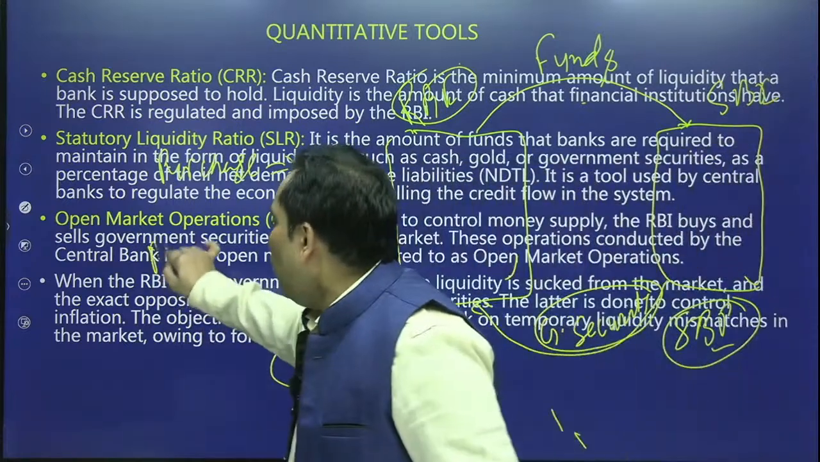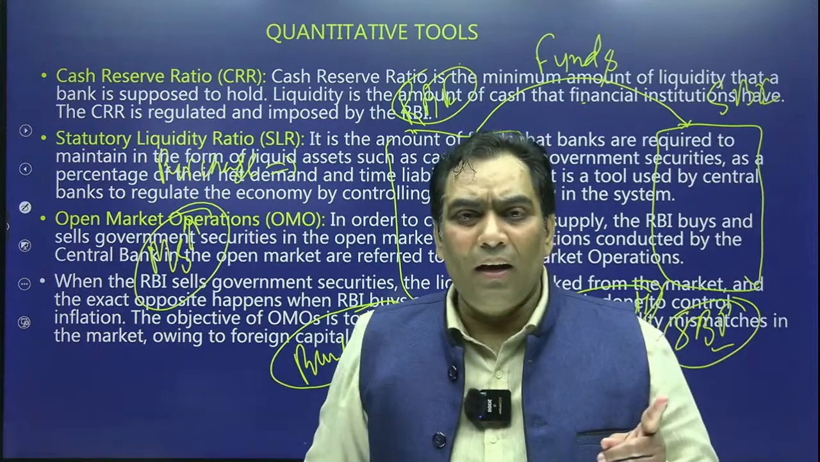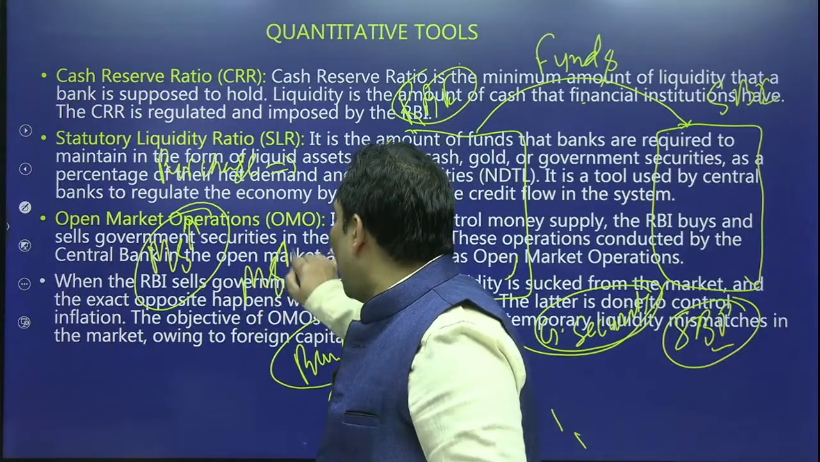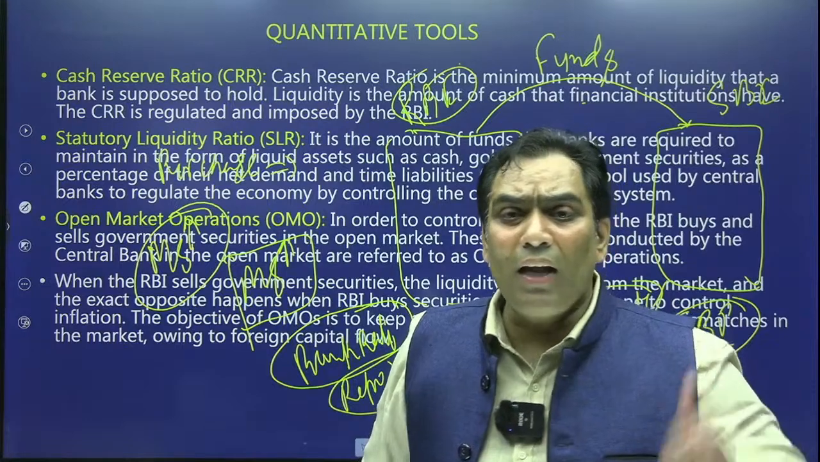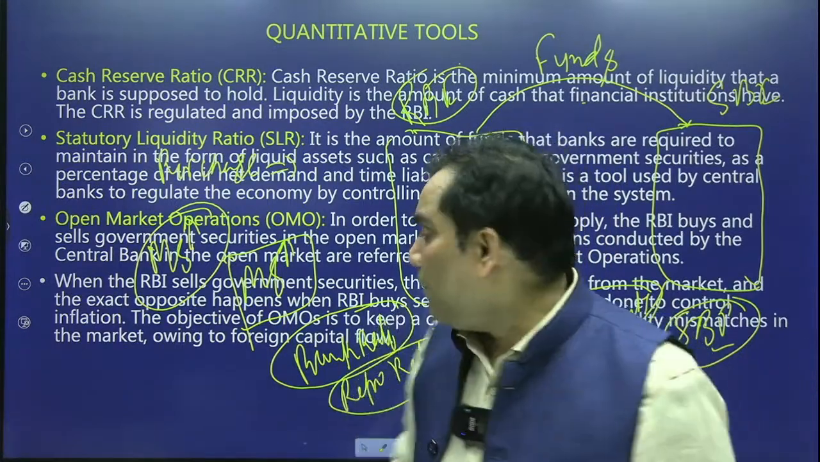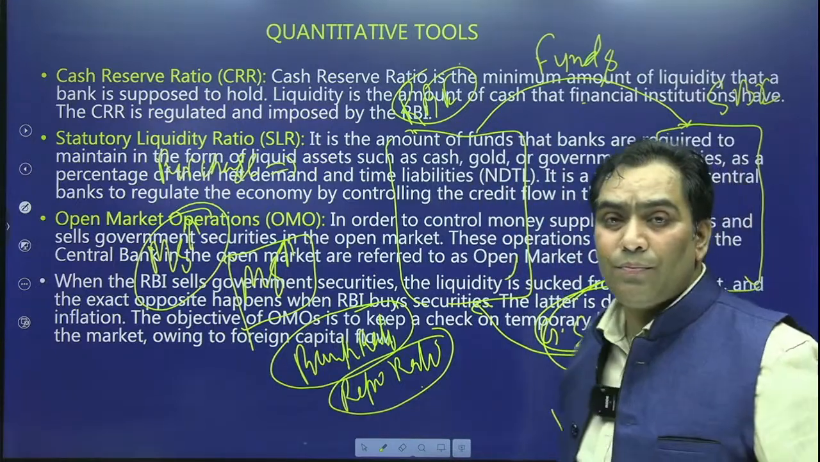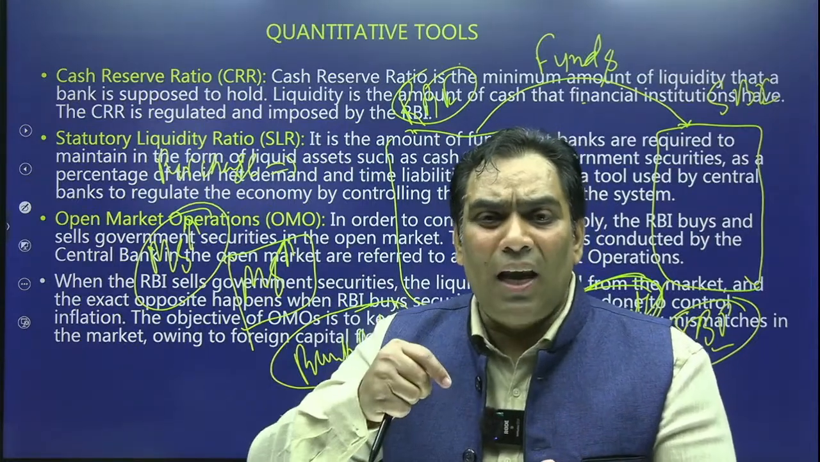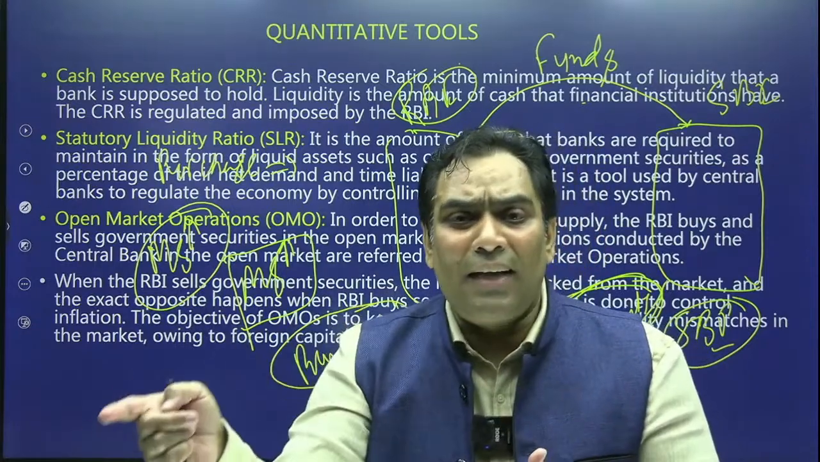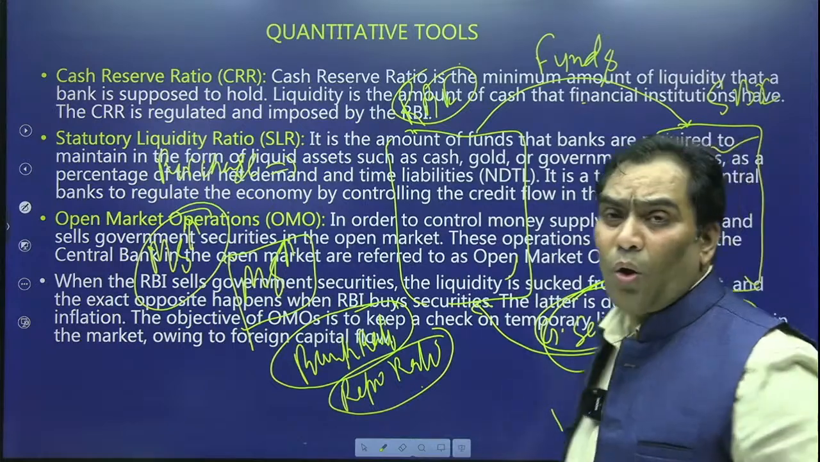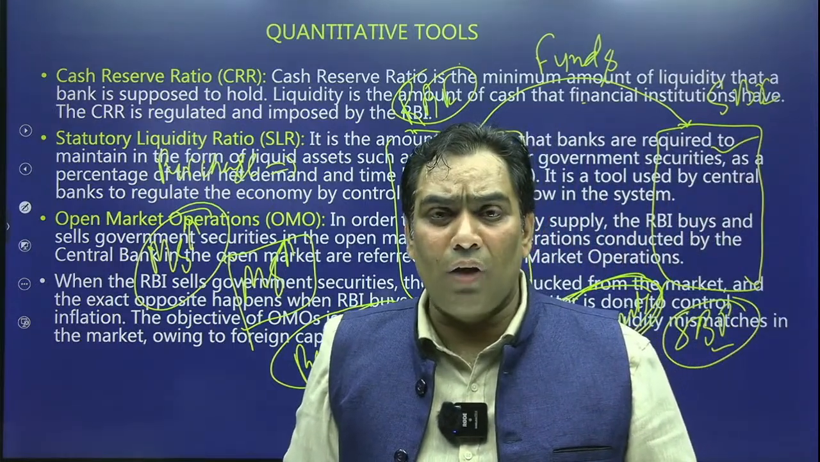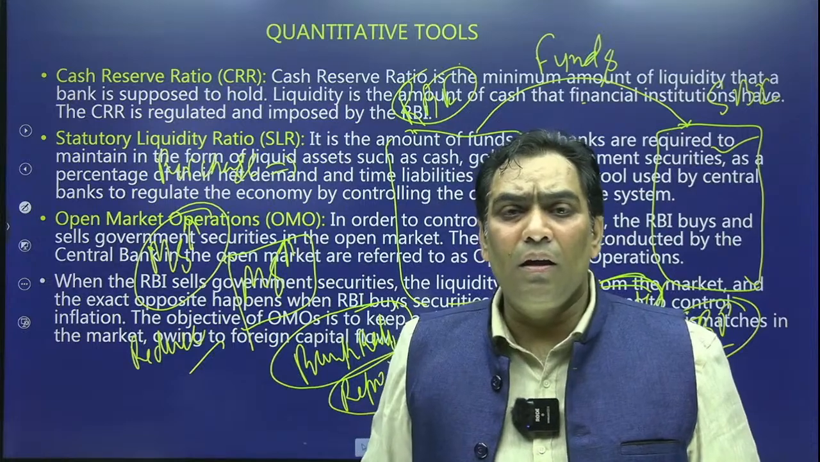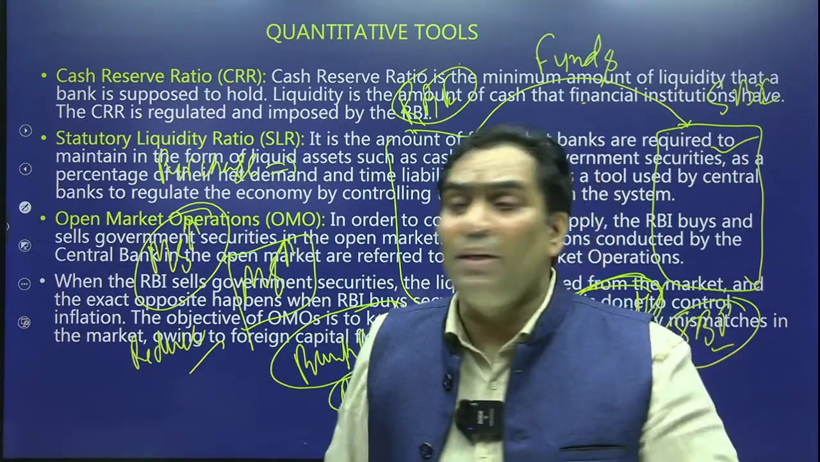So money supply is going to increase. When RBI wants to increase the money supply, RBI will purchase the government security. So security will transfer from commercial banks or financial institutions to the RBI, and funds will transfer from RBI to commercial banks or financial institutions. Whereas if RBI wants to reduce the money supply, RBI will sell out the government security.